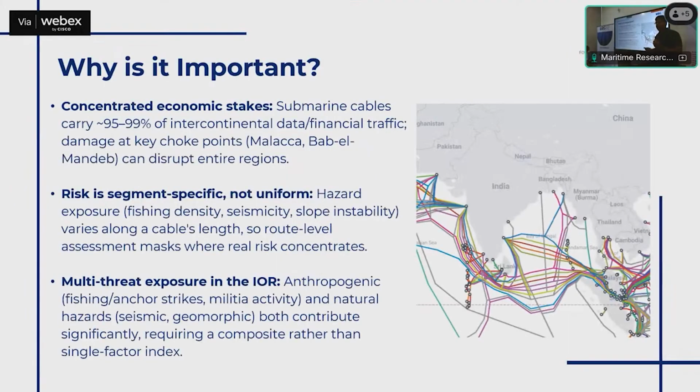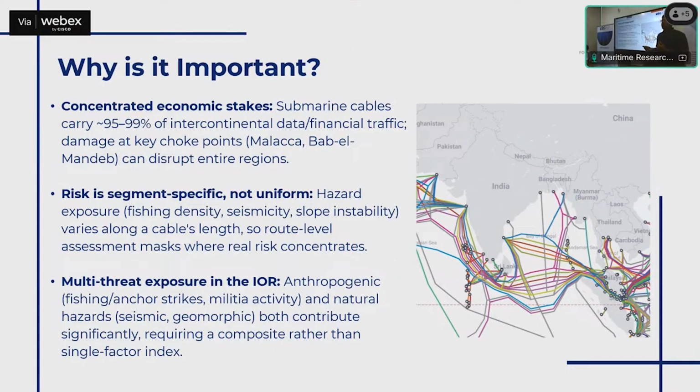Before we actually jump into the project, it is important for us to understand why it is such a critical topic. As you know, the majority of the data transactions or financial transactions which take place in the Indian Ocean happen in the form of submarine data cables. The data is transferred through cables, which accounts for roughly 95 to 99% of the data.